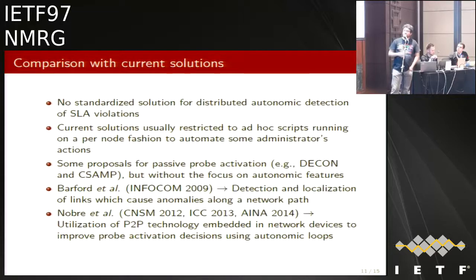So considering other solutions, there's no standardized solution for the distributed autonomic detection of SLA violations. The current solutions consider either a per-node solution, or some ad hoc scripts running in the devices. There are some proposals that consider just passive measurement mechanisms, such as DCON and CSAMP, and they don't focus on the autonomic features of the network, for example, to avoid the intervention from human administrators.